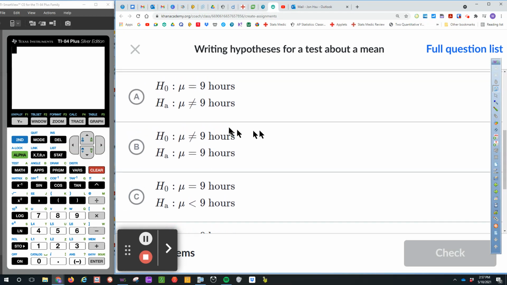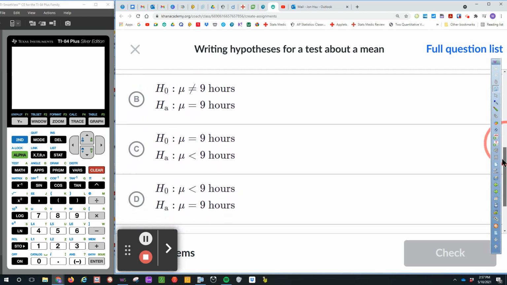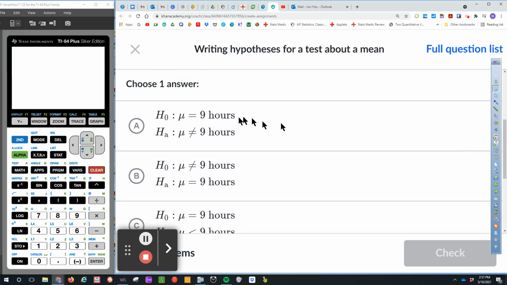The null hypothesis will always be equals to. So it's not B, and it's either A, C, or not D for sure. The null hypothesis should be equals to. Now, this one is less than 9. Didn't we say that it's supposed to be not equals to 9? So it's A.